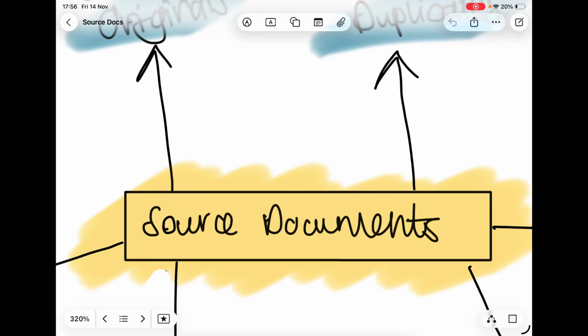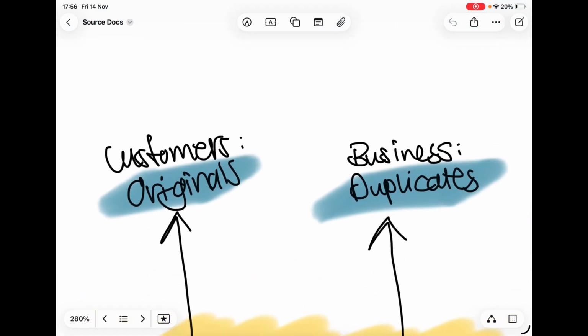In this video, we are going to go through a summary of the different types of source documents that you have just learned about. But before we get there, just a reminder that when it comes to source documents, we are always looking at it from the viewpoint of the business. And the business always keeps the duplicates of the source documents, whereas the customers always get the originals.